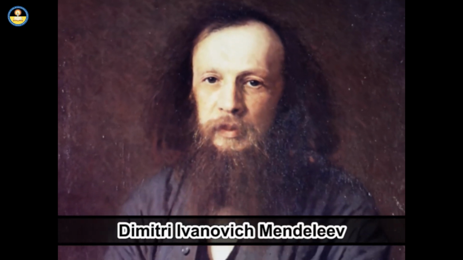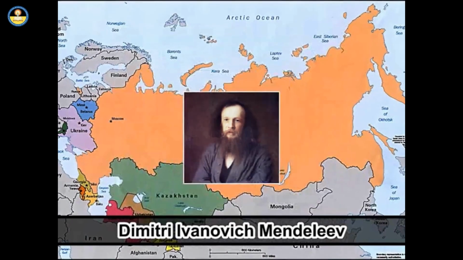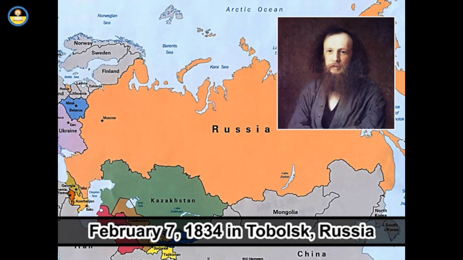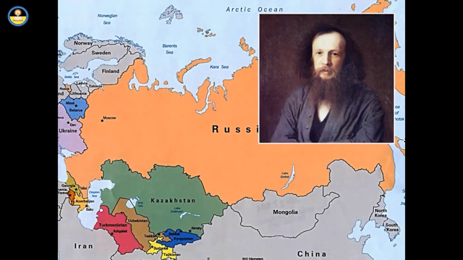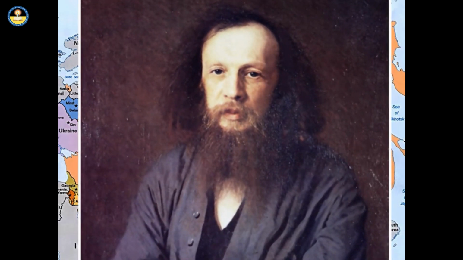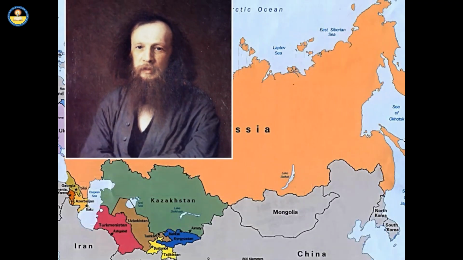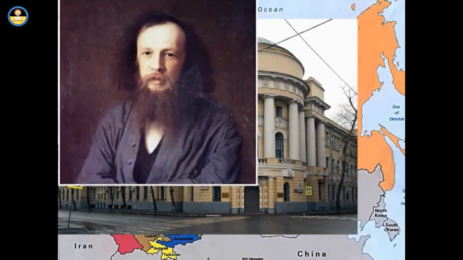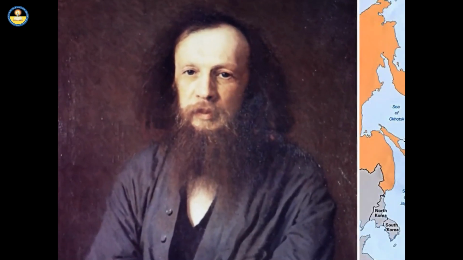Dmitry Ivanovich Mendeleev was a Russian chemist born on February 7, 1834 in Tobolsk, Russia. He studied physics, mathematics and chemistry at the Pedagogical Institute in Moscow. For some time, he worked in a school as a natural sciences teacher.